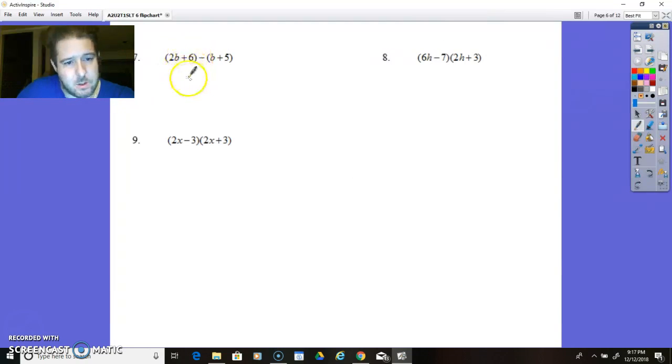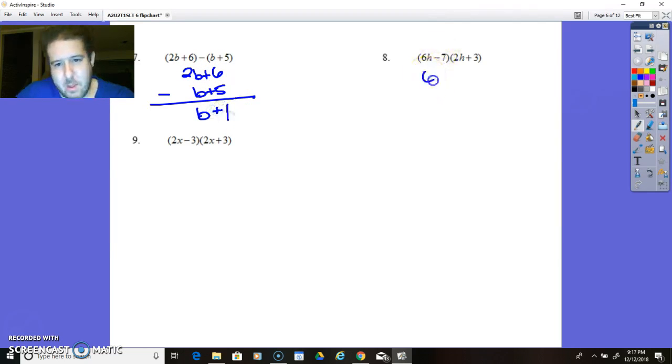So there's multiple ways you can do this. I know in the last video I showed a different way, so I'm going to show the other method this time. So I'm going to show you how to set it up vertically instead of going horizontally. 2b minus ab makes b, and 6 minus 5 makes 1.